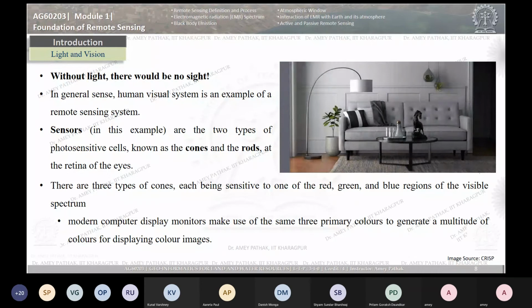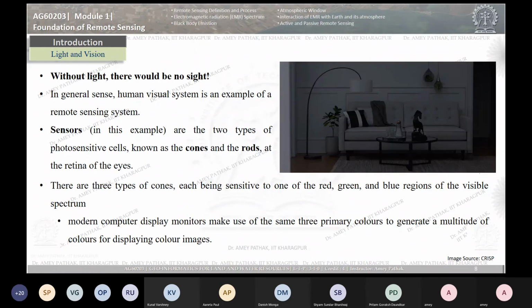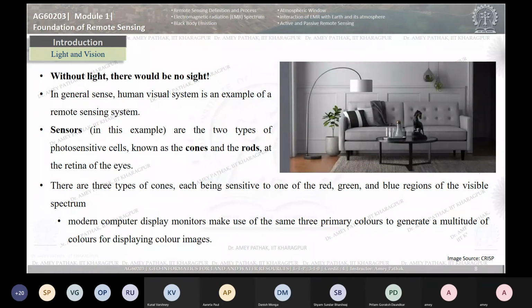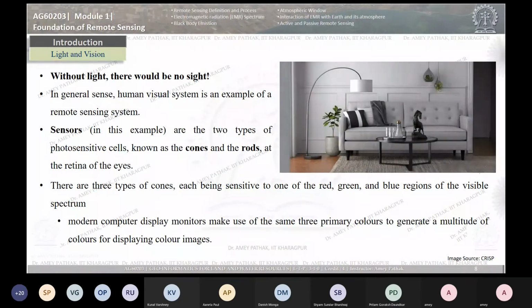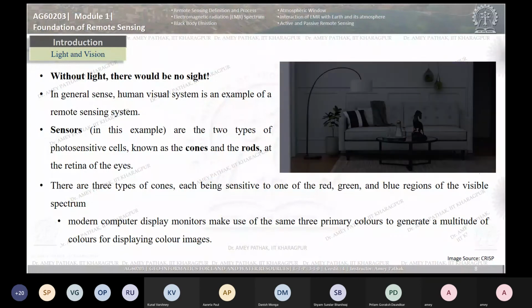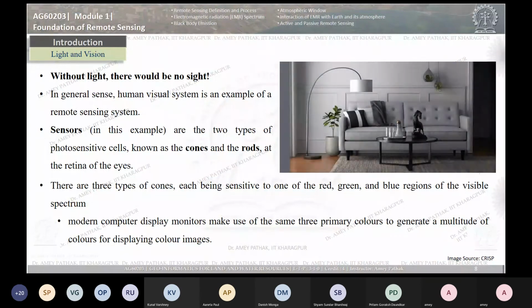We'll see this again in the electromagnetic spectrum. But for the time being, just remember that we are able to see only the visible light, and the colors that appear to us are shades of red, green, and blue only. So there are three primary colors, red, green, and blue, and whatever color we see is a combination of these.